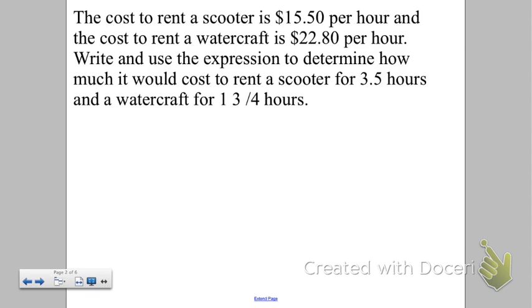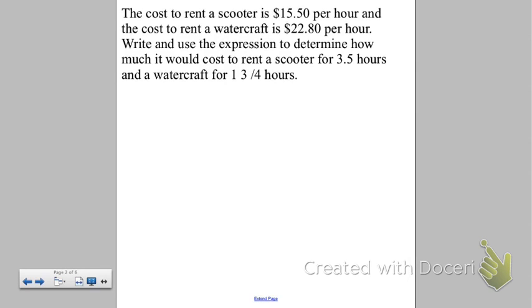The second question. The cost to rent a scooter is $15.50 per hour, and the cost to rent a watercraft is $22.80 per hour. Write and use the expression to determine how much it would cost to rent a scooter for 3.5 hours and a watercraft for 1 3/4 hours. Take a second to copy down the question.